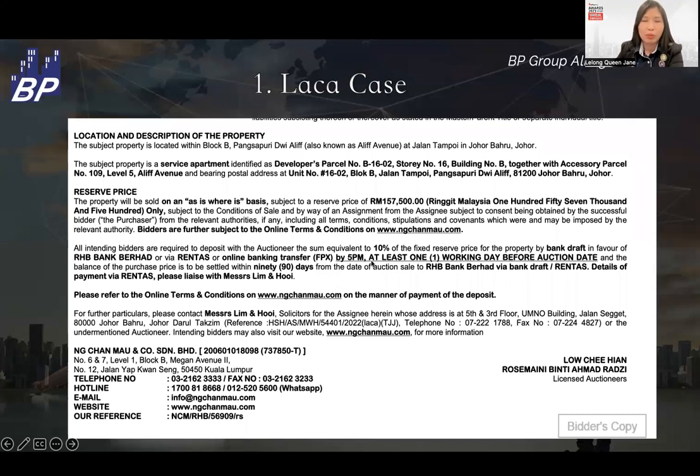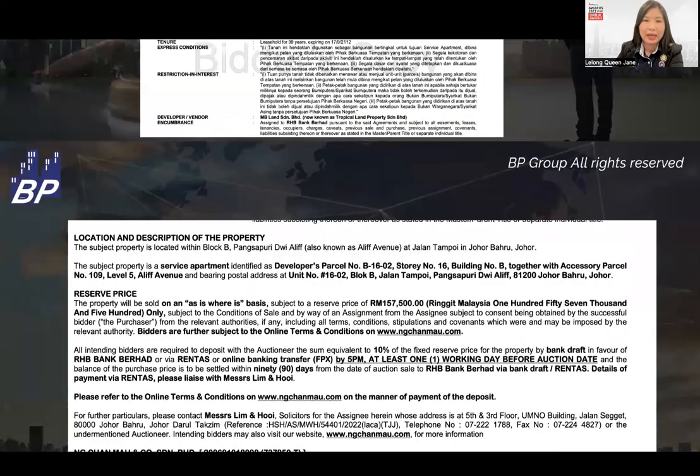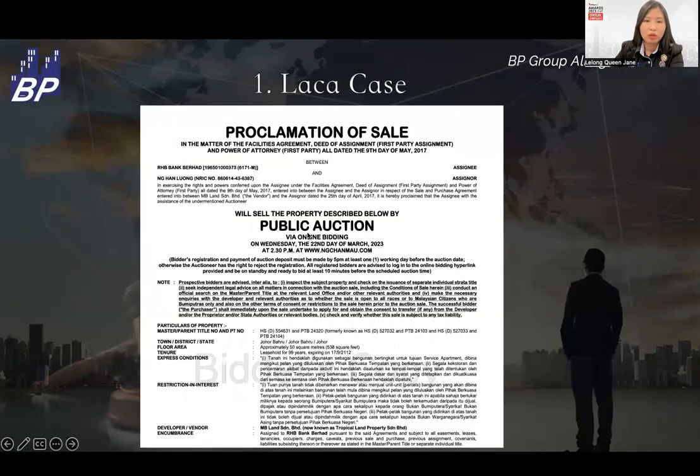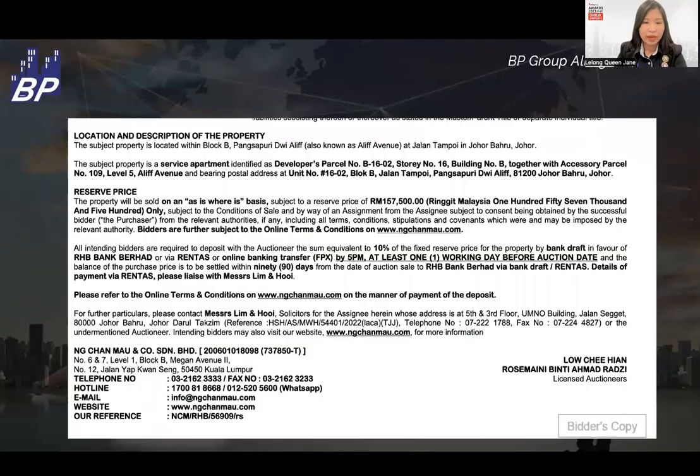So basically, when this is a LACA case conducted by Ng Chang Mao, we also need to log into the Ng Chang Mao page to register for the property, which is very important. Before we proceed to the next step, we need to conduct a land search to make sure everything goes fine. We can also check with this number, the Ng Chang Mao company, for more details about this case.